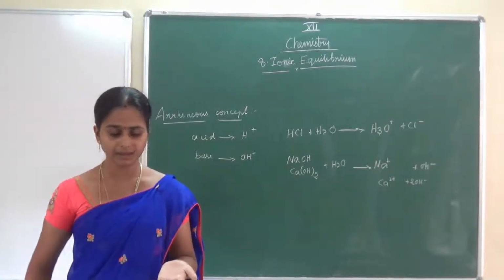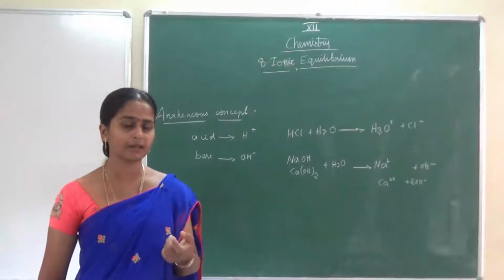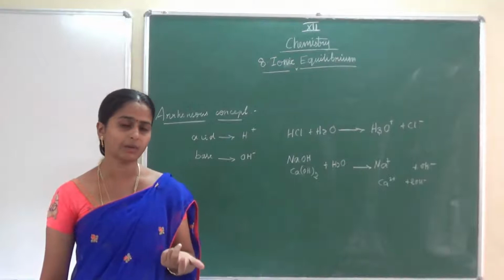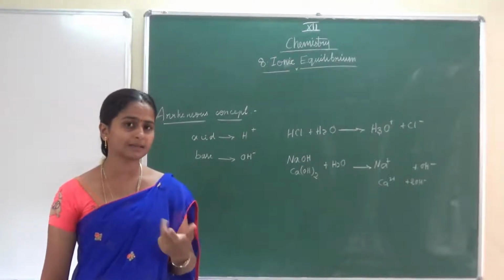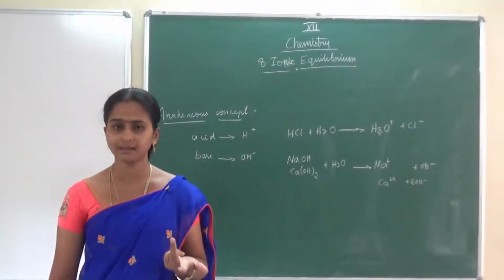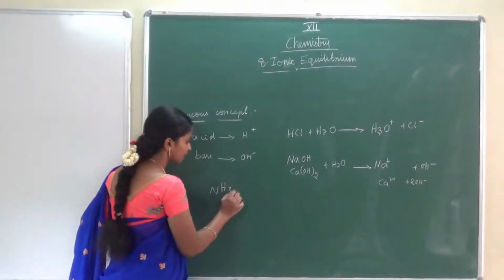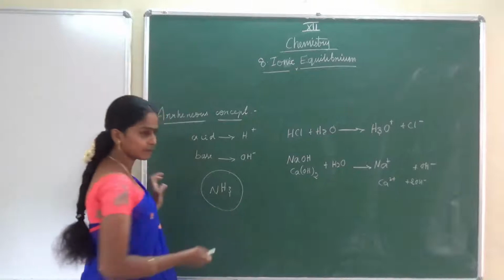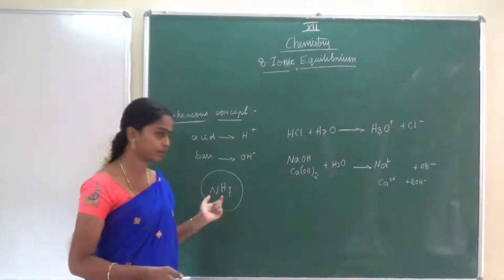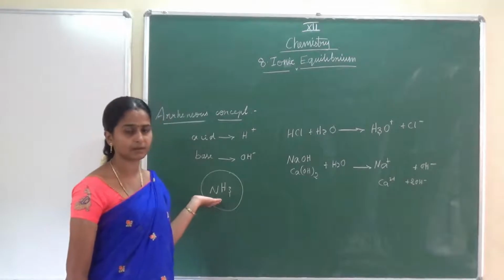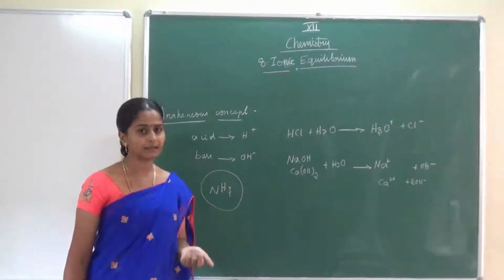Another limitation: we know ammonia can act as a base, basic in nature, but ammonia does not release any OH minus ion, because the ammonia formula is NH3. If it is dissolved in water, there is no possibility of releasing OH minus from this NH3. There is no O here first of all. So that is another limitation.